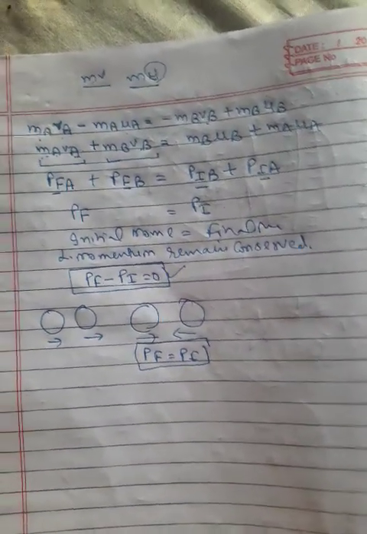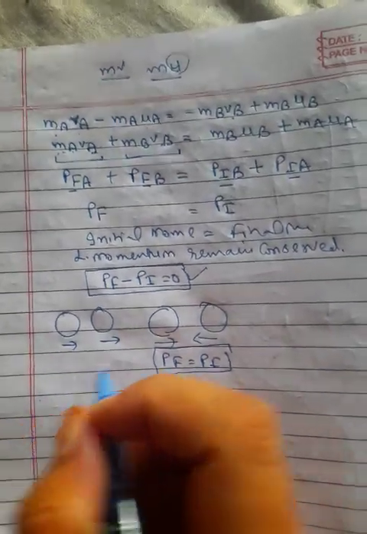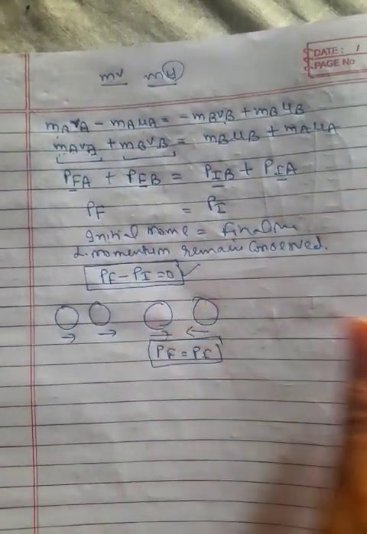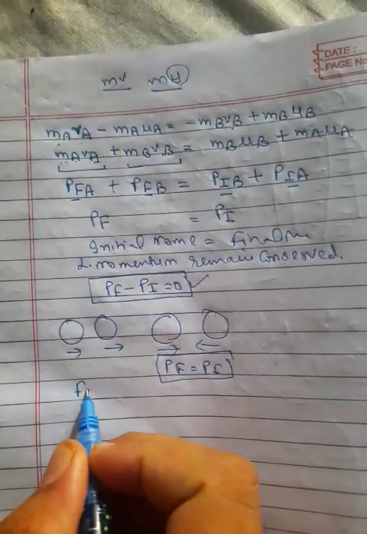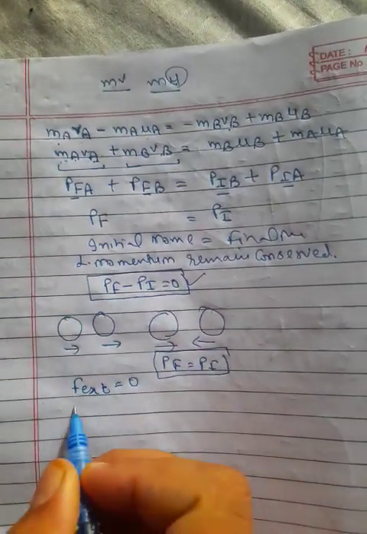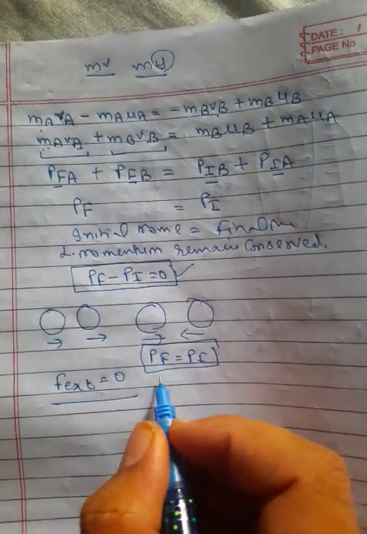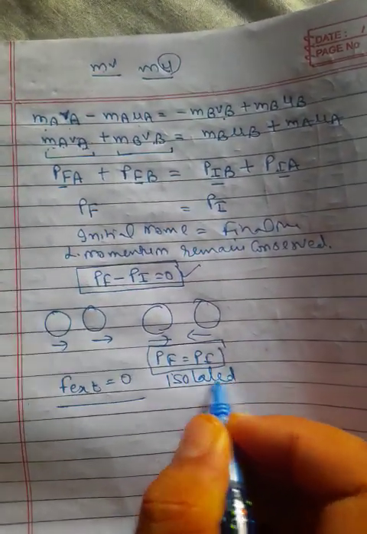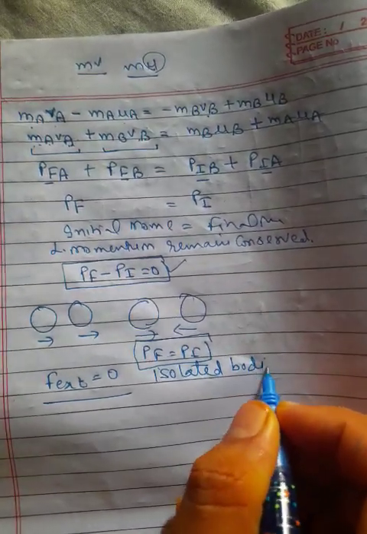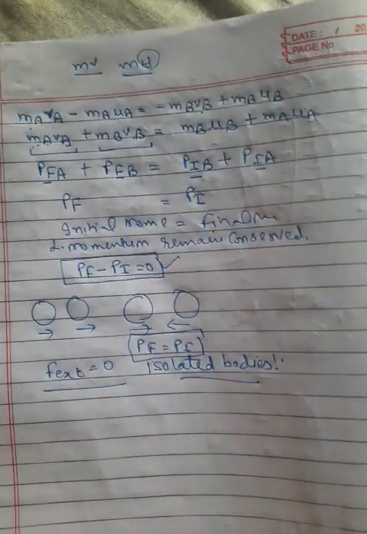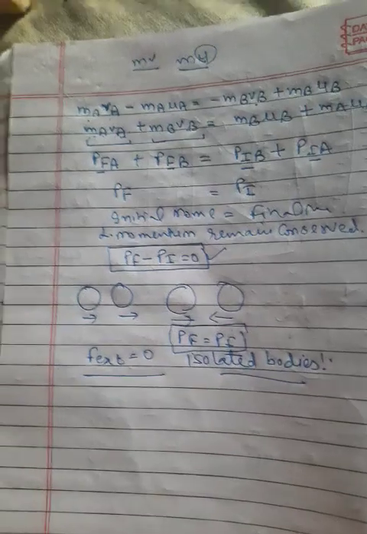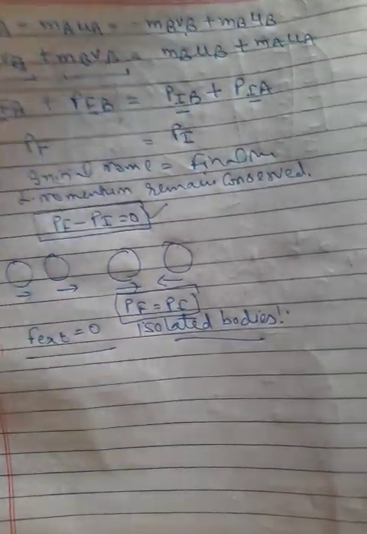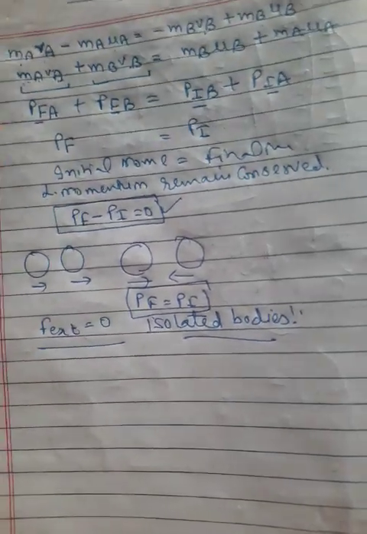Okay, so this is the simple explanation. Again I am telling, in this case you will not give any external force. If you will not give any external force, so we can say external force equal to 0, then the body will remain in an isolated system. So all those bodies which have no external force, we can say they are in an isolated system.